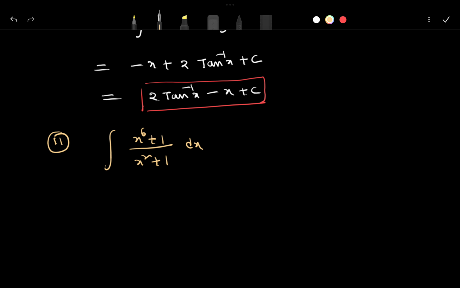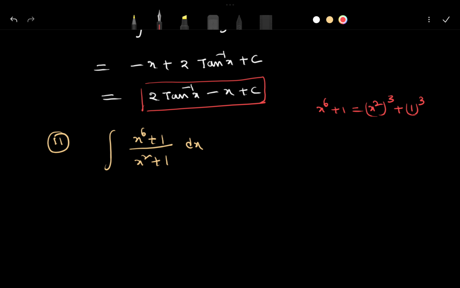See, how to do this problem? x to the power of 6 plus 1. So now how can you write it? The denominator is in terms of x square. So here it is better to write x to the power of 6 plus 1 as x square whole to the power of 3 plus 1 whole to the power of 3.